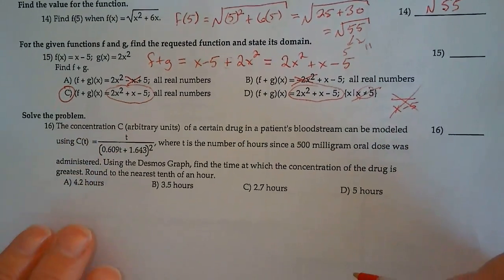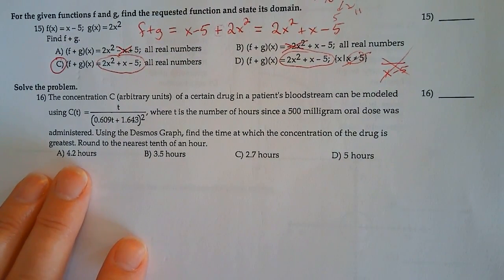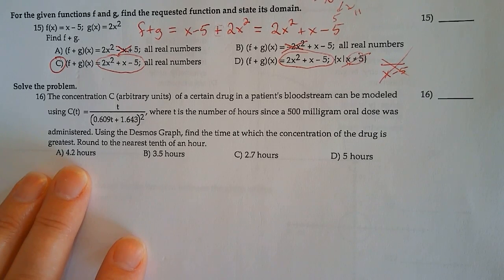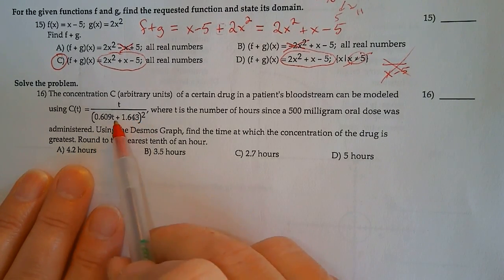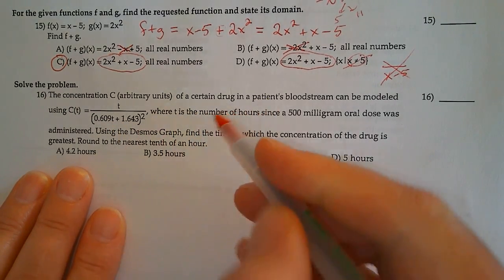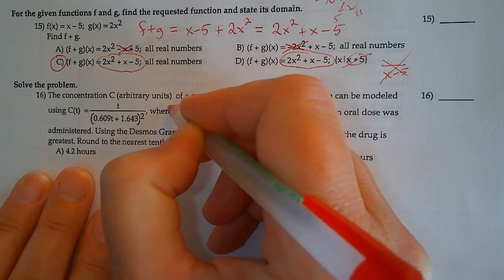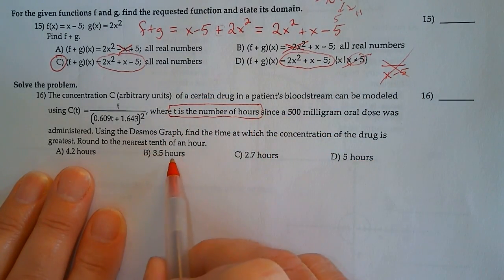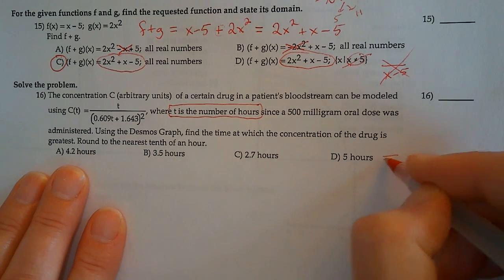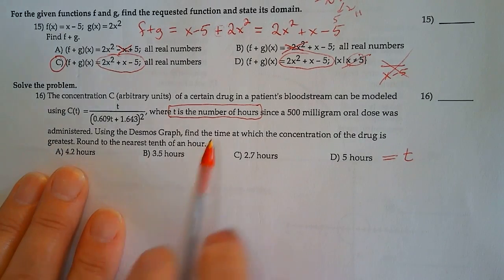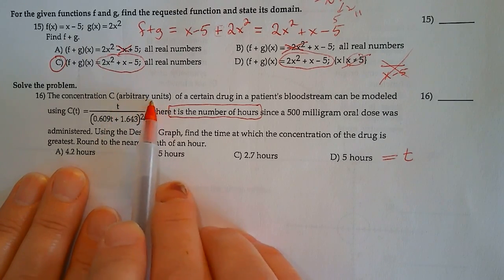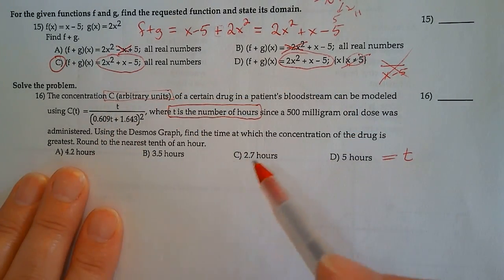So number 16, the concentration C, units don't matter, of a certain drug in a patient's bloodstream can be modeled using this function. So there's a T here. T is the number of hours. So T and hours go together, okay? And if we look at our answer choices for a second, we can see that these are going to be T values. These are all T that we're looking for because they have the unit hours. The C tells you some units, and we're not even sure what those units are.